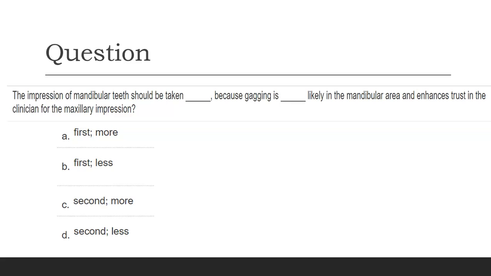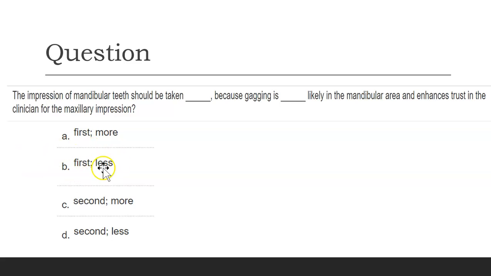The impression of the mandibular teeth should be taken first or second, because gagging is more or less likely in the mandibular area and enhances trust in the clinician for the maxillary impression. So what do you think?